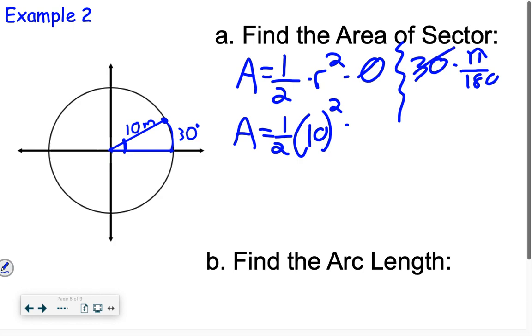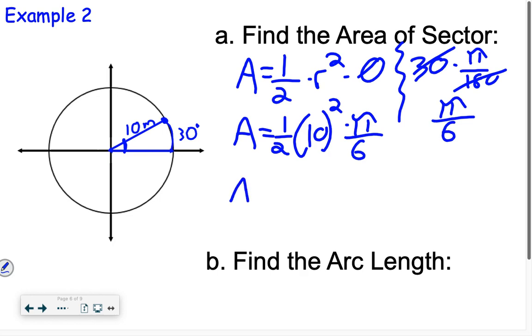Well, this one is nice. 30 goes into both. 30 goes into 30 once. 30 goes into 180 6 times. So you get pi over 6. Okay? And so we have to multiply by pi over 6. And all you have to do is multiply it out. Remember, order of operations, you do have to square the 10 first. You can't do 1/2 times 10 and then square it. So 10 squared is 100 times 1/2. You get 50 times pi and then divide by 6.